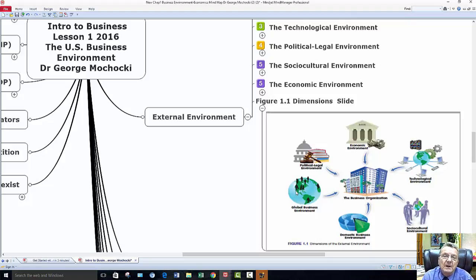Later on, we're going to go into global. Are there any tariffs or any kind of sanctions? Could I work with that country? All these are factors that I have to look at in the politics. And if I'm selling overseas, how long is the government going to be there? Are they friendly to U.S. business? Are the people friendly to U.S. things or not? All those are considerations or factors.